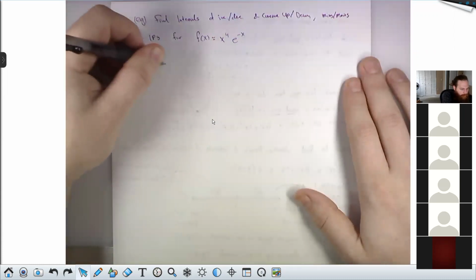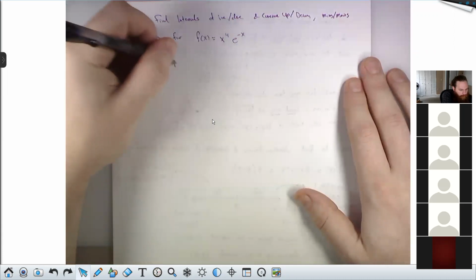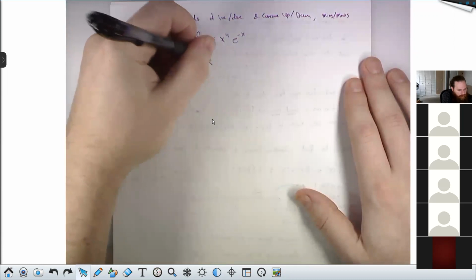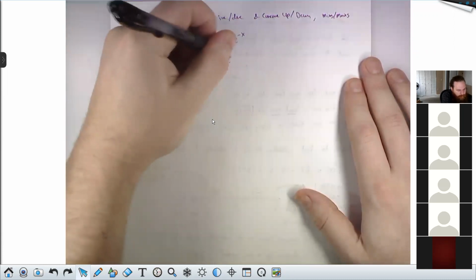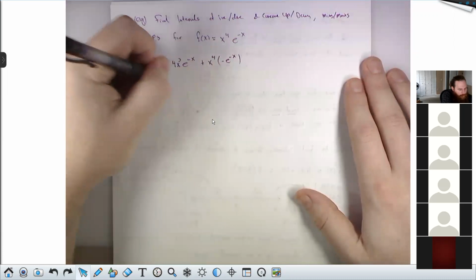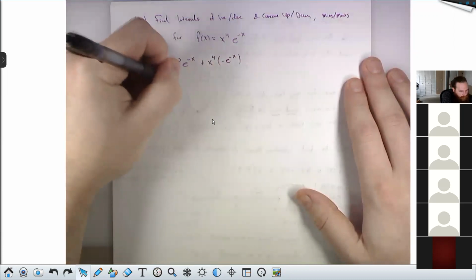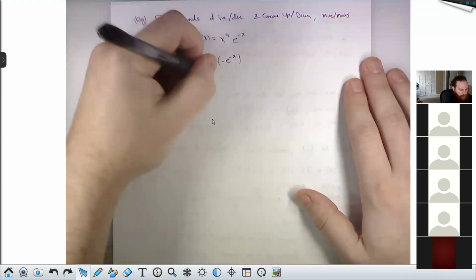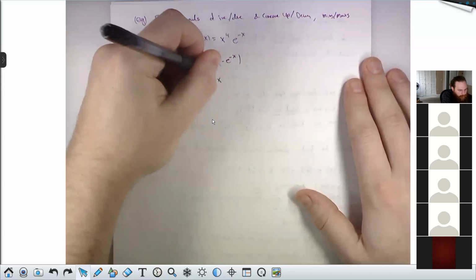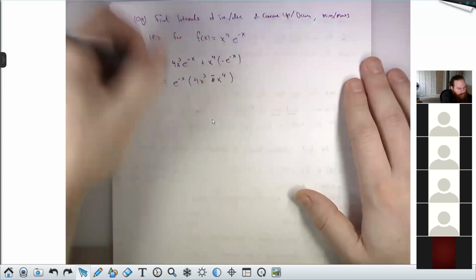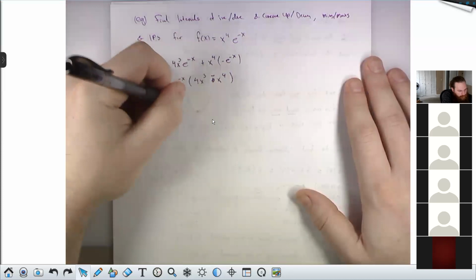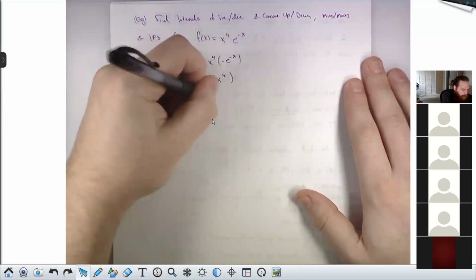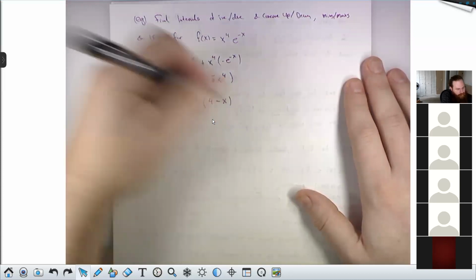F primed, this is a product rule derivative, is 4x to the 3rd e to the negative x plus x to the 4 times negative e to the negative x, which is e to the negative x times 4x cubed minus x to the 4, which is x cubed e to the negative x times 4 minus x.